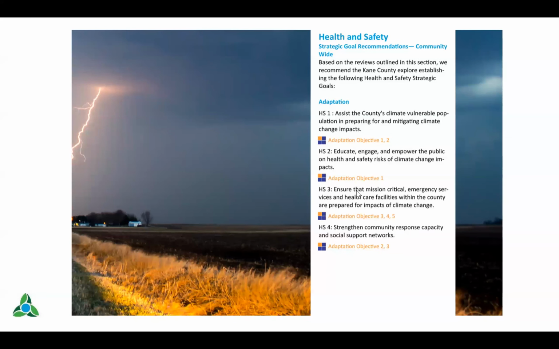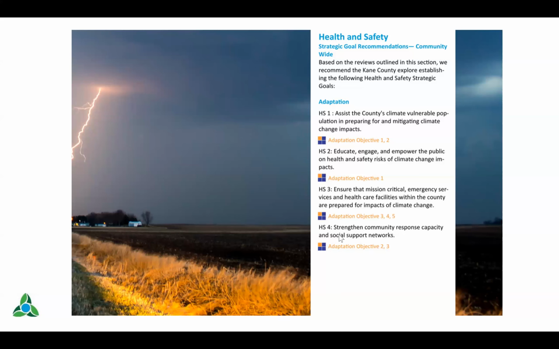Health and safety, so looking to assist the county's vulnerable populations in preparing for and mitigating climate change impacts. Educating and engaging the public on health and safety risks, ensuring that the mission critical emergency services and healthcare facilities within the county are prepared for the impacts of climate change, and strengthening the community response capacity and social support networks.